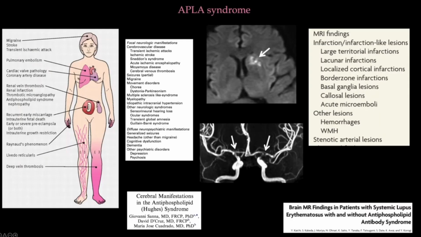The other clinical differences of the A+ syndrome, they also can have ischemic lesions in the form of large territorial infarctions or lacunar infarcts. Basal ganglia lesions and corpus callosum lesions can be seen. Thromboembolic strokes can also be demonstrated with hemorrhage and white matter lesions. They can also have focal cerebral arteriopathy or stenotic lesions.